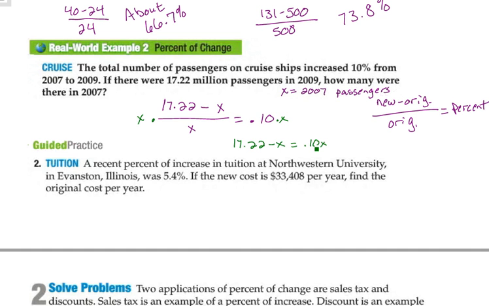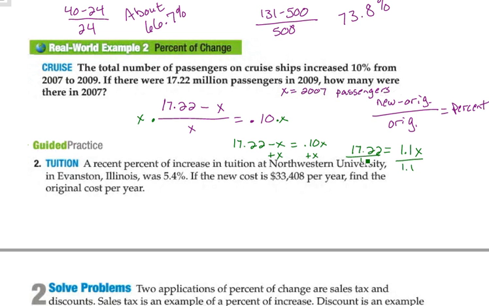Okay, I have a variable on both sides, which means I have to combine like terms. So since it's negative, I'm going to add an x over to this side. So I'm adding a 1x. So I have 17.22 equals 1x plus a tenth of an x, which is 1 and a tenth of an x. Okay, looks like I'm getting closer. I have a 1.1 multiplying by that x, so I'm going to have to divide by 1.1.